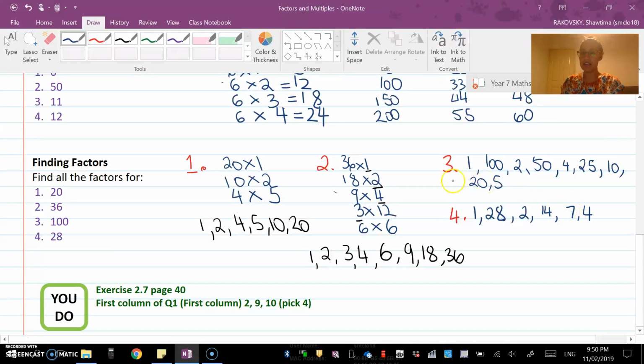So as you can see, your timetable facts will help you out a lot here. If you're unsure, have a check on your calculator before you go. And here are your textbook questions. In class, we'll be looking at what we call the divisibility rules that help you with finding factors and multiples.